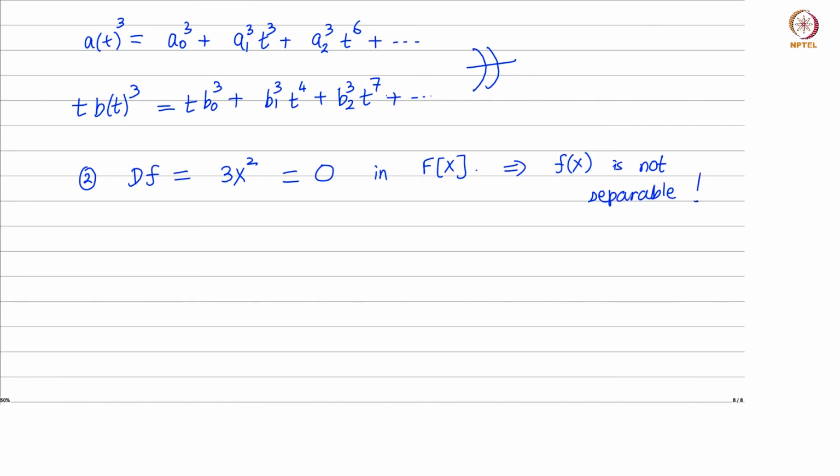So if you have a field of finite characteristic, then irreducible polynomials don't automatically become separable. But there is one nice exception or special case when this holds. Those are what are called perfect fields.